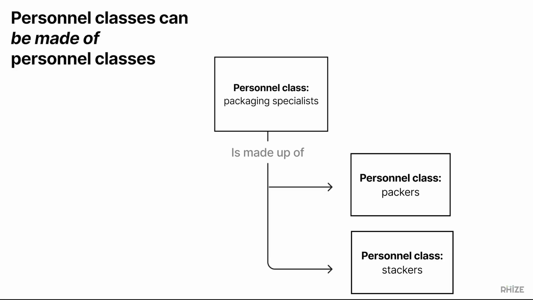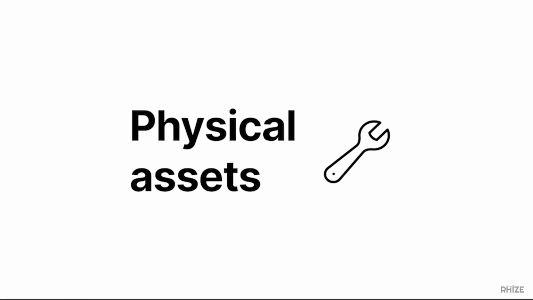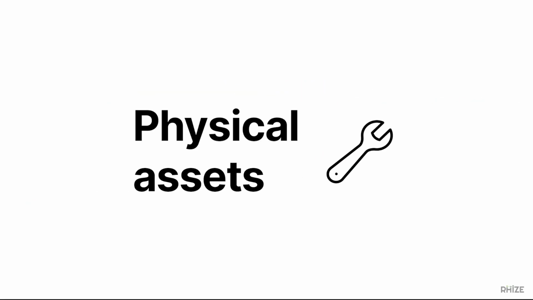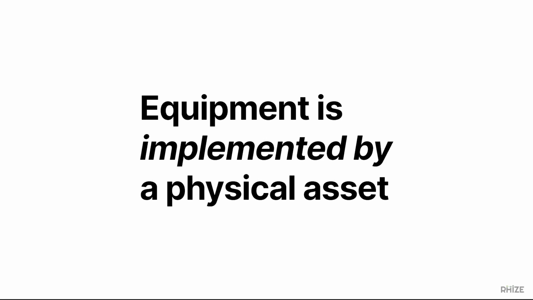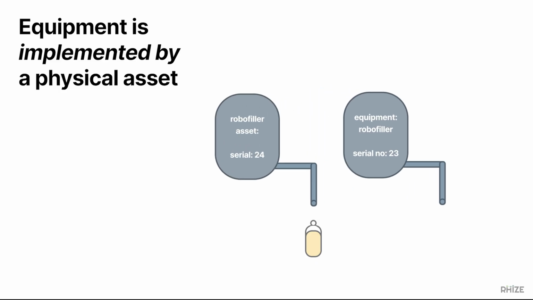There is one difference in the entity relationships between equipment and personnel. Equipment instances can be made up of equipment instances, but persons cannot be made up of other persons. That is physically impossible. Lastly, as I mentioned, the standard also has a physical asset model to track info about swappable equipment. For example, imagine that my plant has multiple spare robofillers. Periodically, these robofillers are rotated in and out of a particular bottling process.